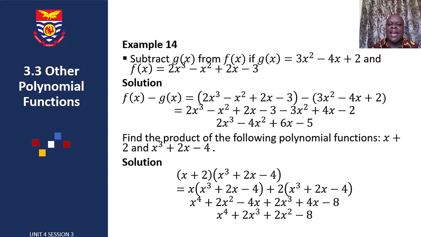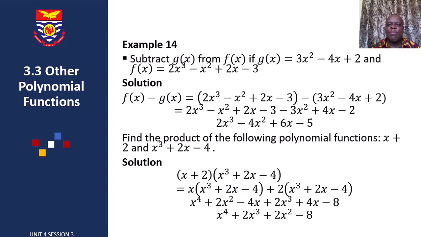Then minus 3x squared plus, because minus minus will give us plus. So minus minus 4x will give us plus 4x. And then minus plus will give us minus 2.